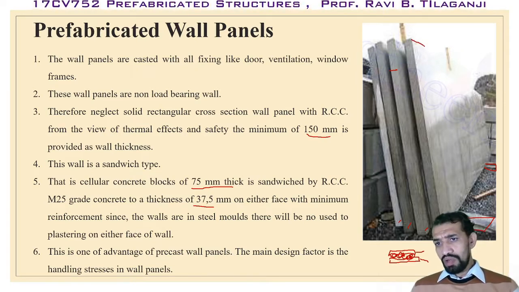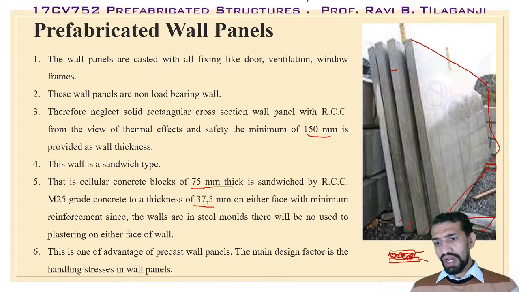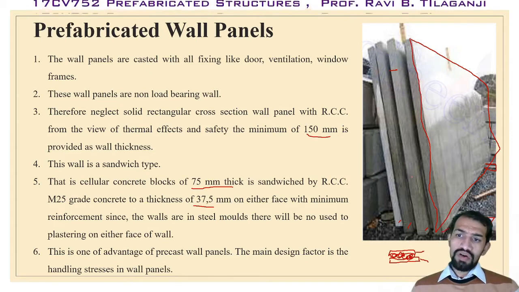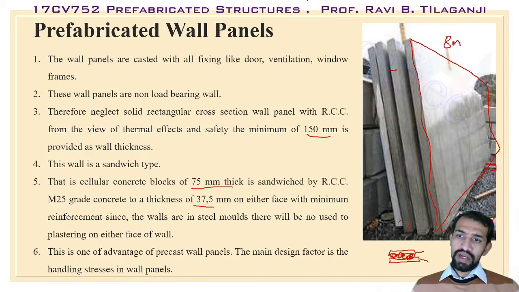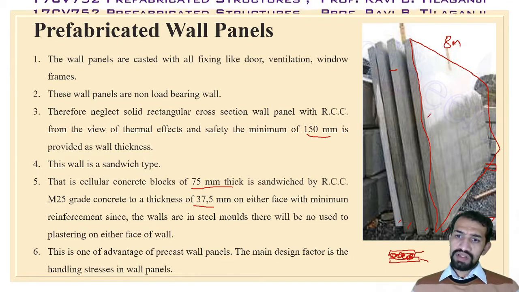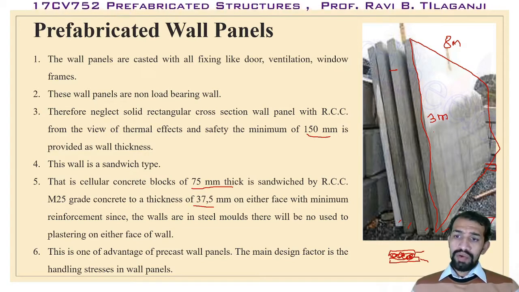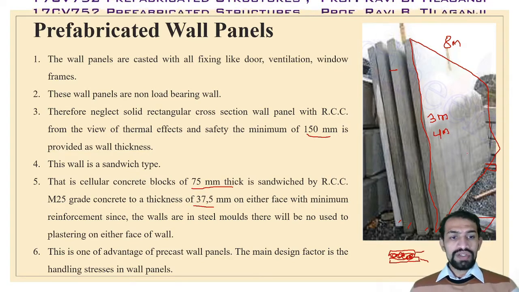So this is the wall panel, with a length provided up to 5 meter or 8 meter. So we can say 5 meter to 8 meter we will be taking, and for the height of prefabricated structures, we can go to 3 meter or 4 meter maximum.